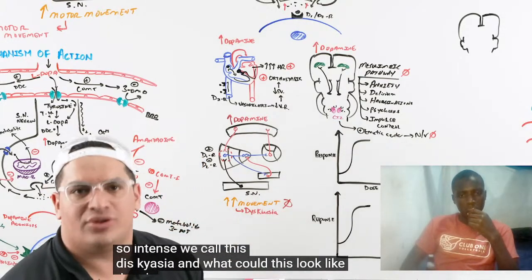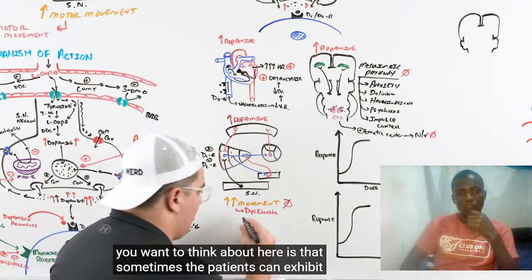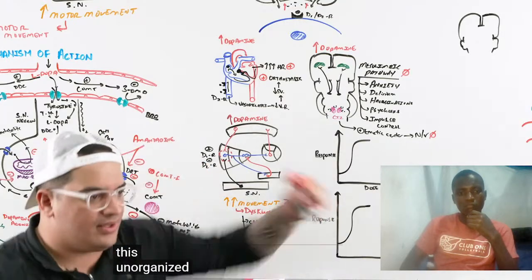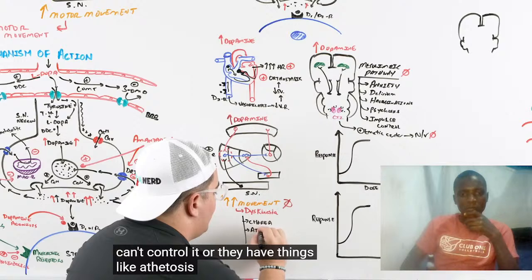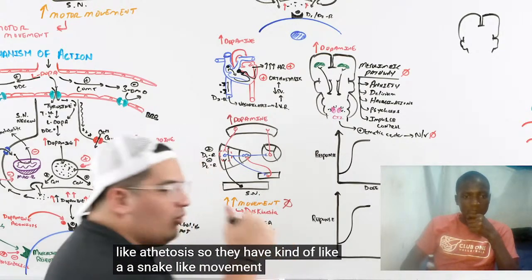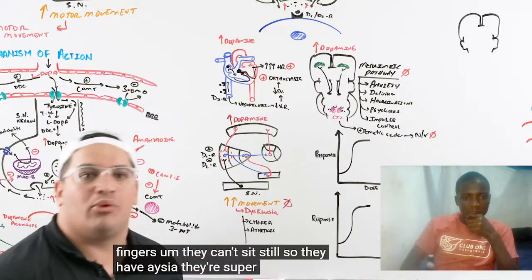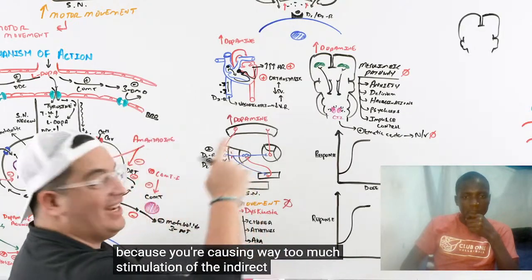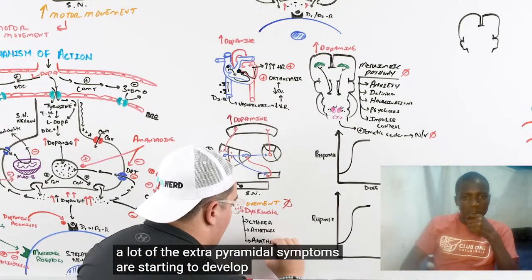And what could this look like? There's so many different ways that it can look. Some of the things that you want to think about here is that sometimes the patients can exhibit things like chorea. So they have just this unorganized type of movement where they can't control it. Or they have things like athetosis, so they have a snake-like movement of their fingers. They can't sit still, so they have akathisia, they're super restless. These are potential things that we're seeing because you're causing way too much stimulation of the indirect pathway. And a lot of the extrapyramidal symptoms are starting to develop. So watch out for this.